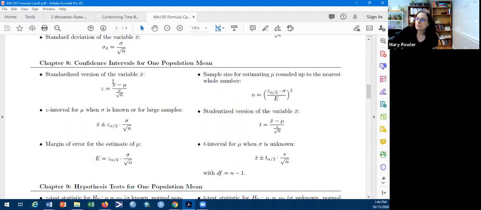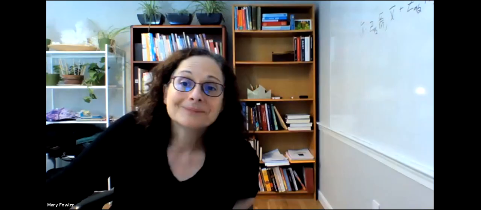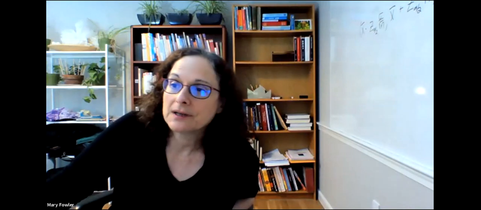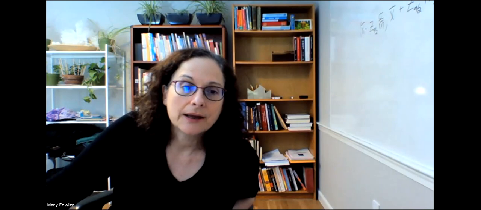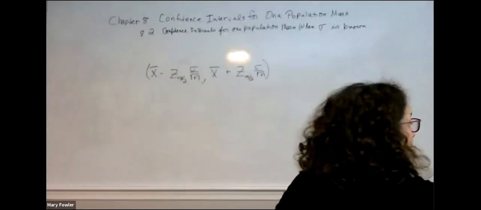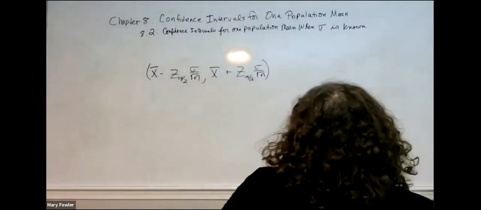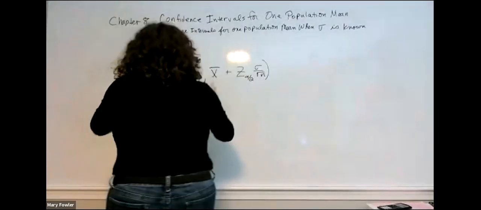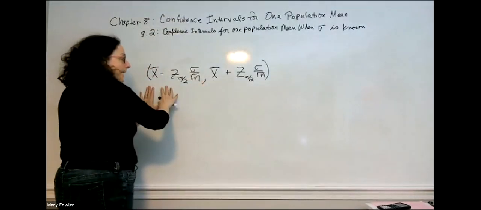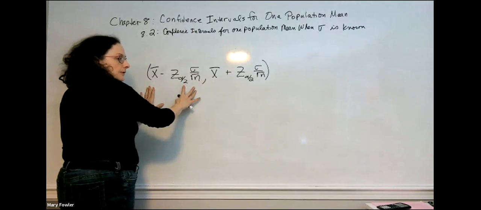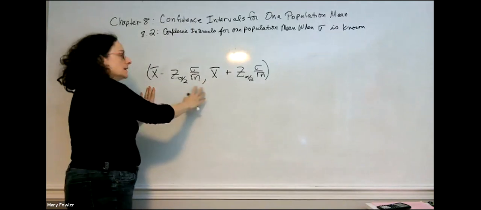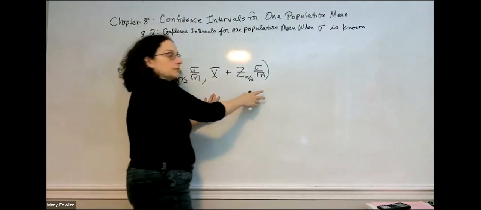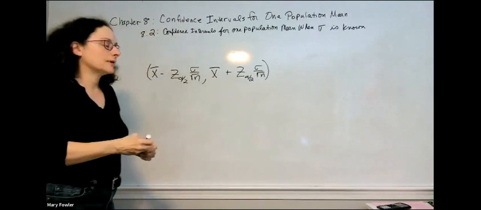And so I'm going to go over to the board. Let's go over to the board. You saw how it was written with the plus and minus. I always write it a little different in that I write it as the plus and minus. This is what it means: x bar minus z sub alpha over 2 times sigma over the square root of n to x bar plus z sub alpha over 2 times sigma over the square root of n.